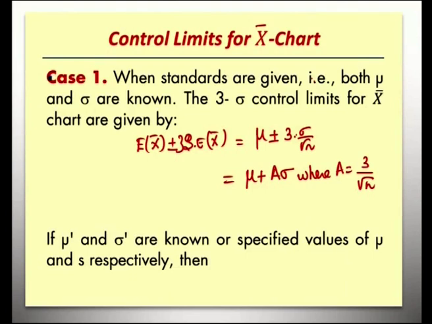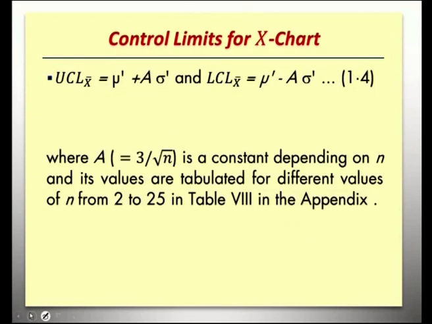If mu dash and sigma dash are known or specified values of mu and sigma respectively, then the UCL of x bar is equal to mu dash plus A sigma dash, and the LCL of x bar is equal to mu dash minus A sigma dash, where A is equal to 3 divided by root n, a constant depending on n, and its values are tabulated for different values of n from 2 to 25 in the table just shown.